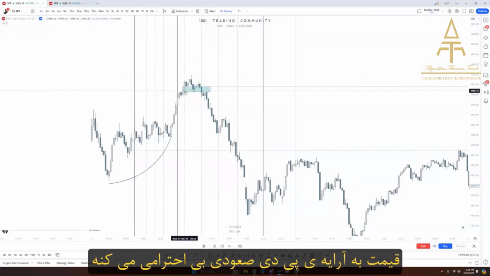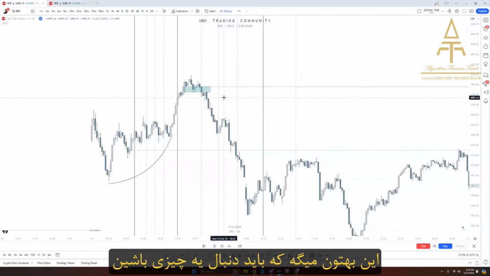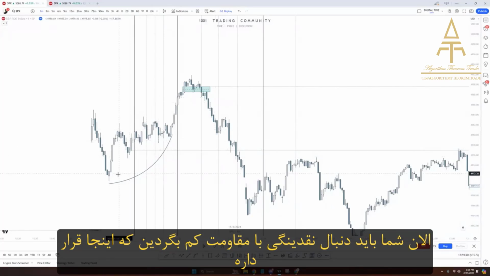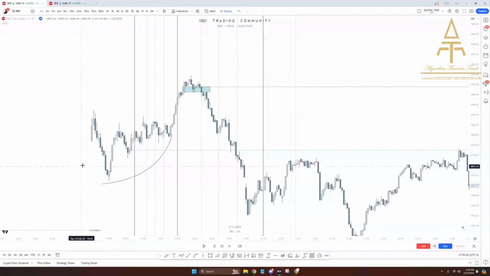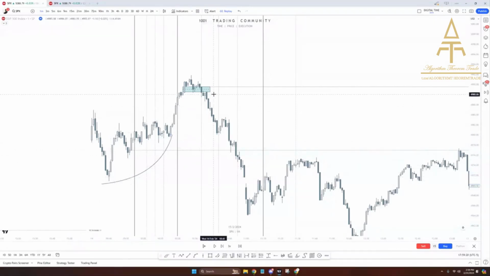Price begins to disrespect this bullish PD array, this small BISI right here, closes below it. That should tell you that you need to be looking out for something. That you need to be looking out for the low resistance liquidity that's sitting right here. What does this look like on the 15-minute time frame?